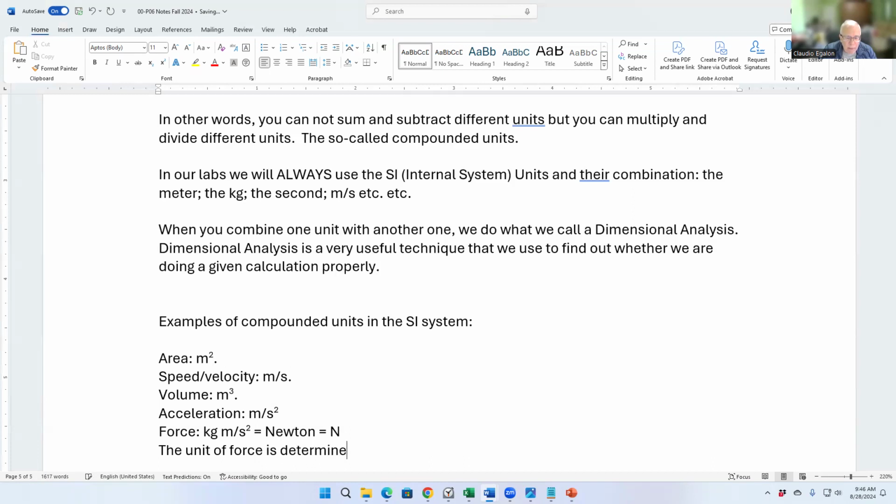is determined from one of the laws of physics, Newton's second law. The name of this law is Newton's second law. Any questions before you go forward?